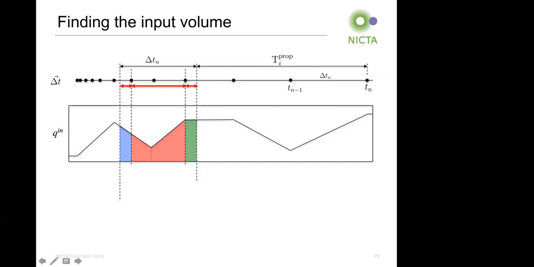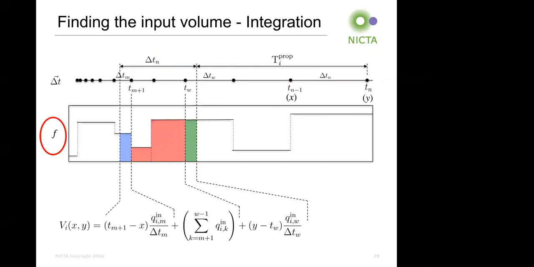Because the model is piecewise linear, we can exploit the fact that the flow is constant over an interval. So we can integrate by dividing the Q input by the time interval to find the rate of flow, and then multiplying by the time for the partial interval, the time covered by that interval. We can then sum across all of those intervals to get the total flow arriving using this equation.